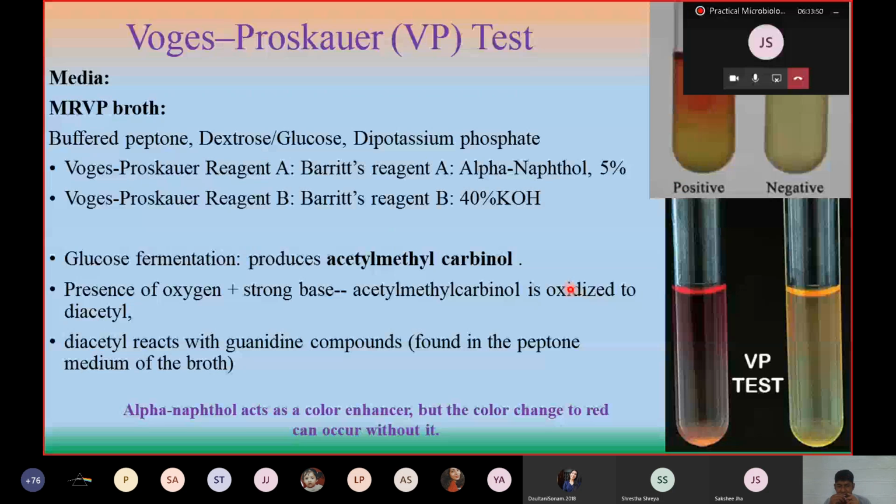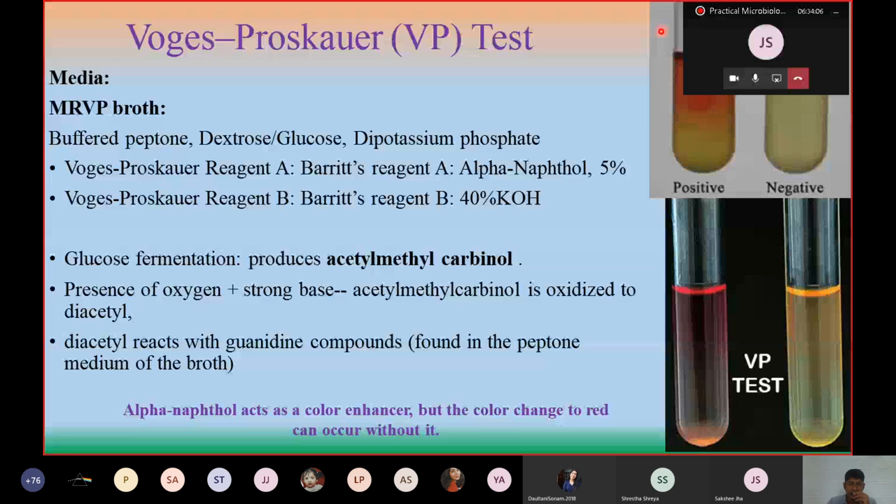VP test, same, glucose phosphate broth is the media. If the organism is positive, it is pink in color or red, not purple, red in color. If it is negative, it won't be red in color.